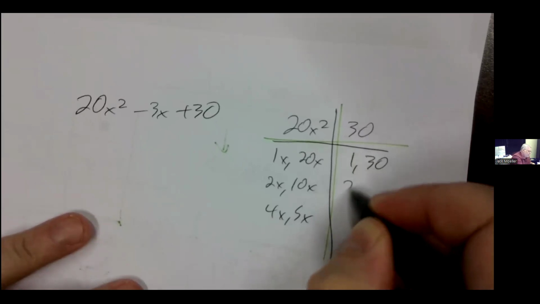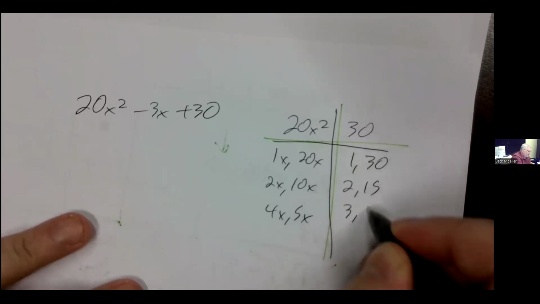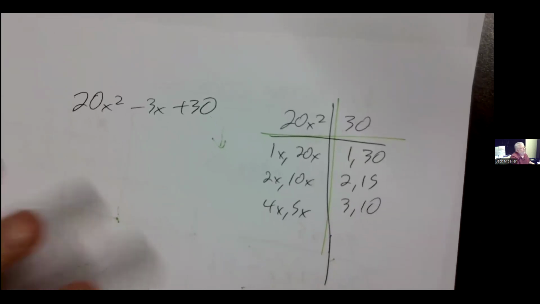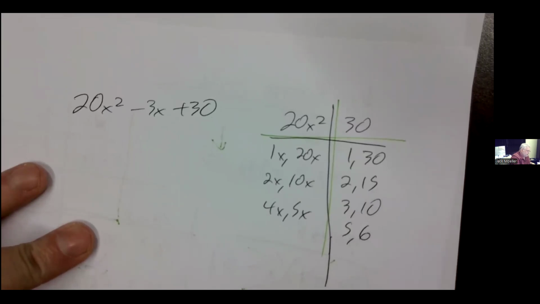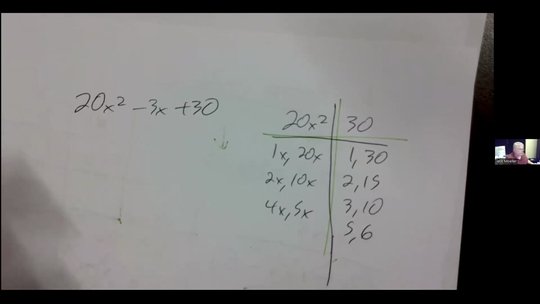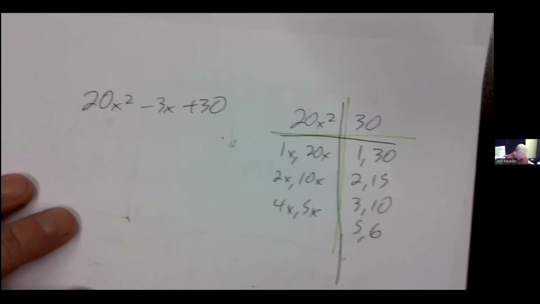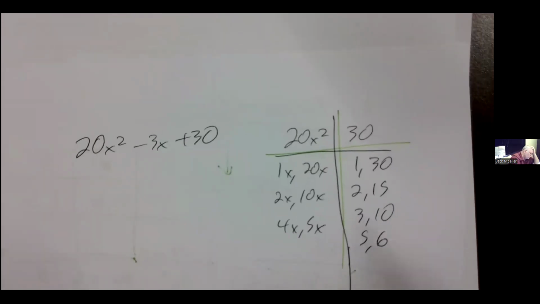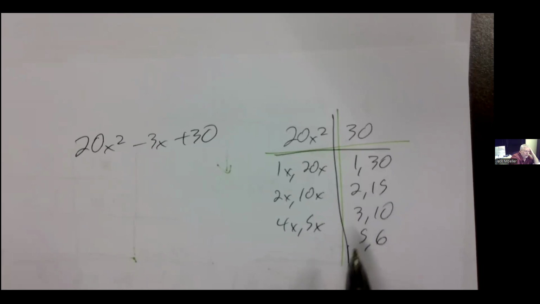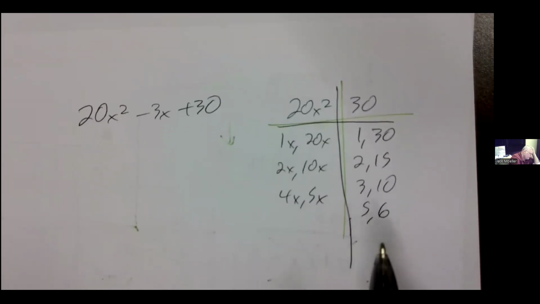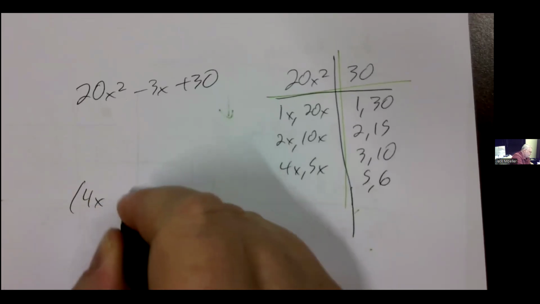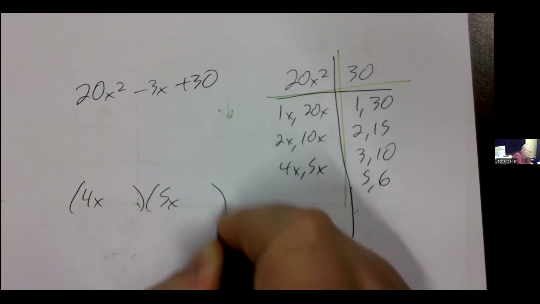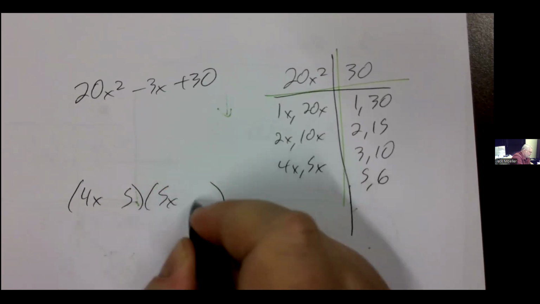1 and 30, 2 and 15, 3 and 10, 4 doesn't go into it, 5 and 6, and then 6 is the next one on my list. So those are all my possible factor pairs. Okay. So you have a lot of possible factor pairs to check here. And the reason being is we could use the 4x and the 5x. It could be with the 5 and the 6.